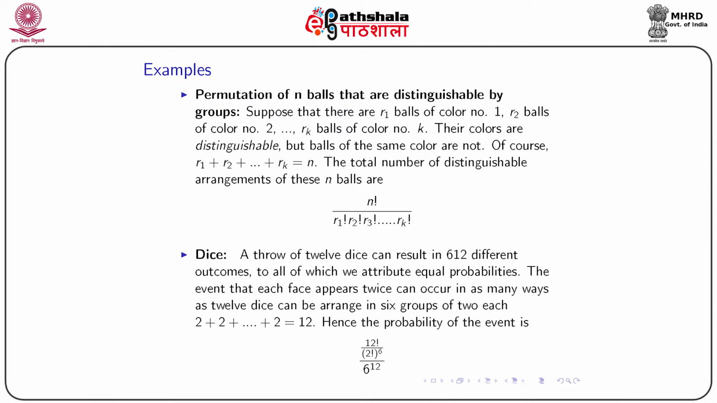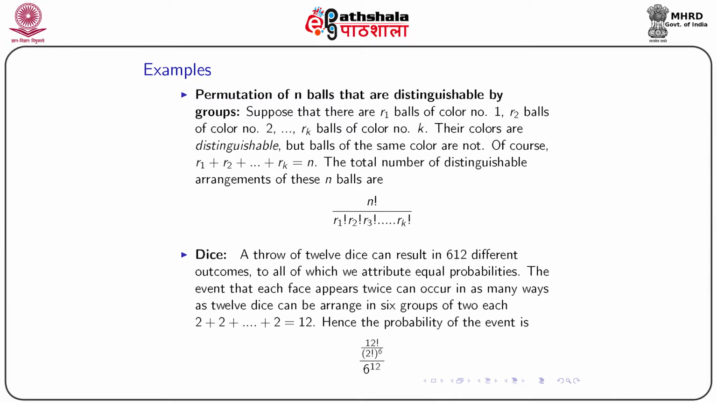Here also we have the condition that R1 plus R2 plus up to RK equals n. So in total we have n balls. The total number of distinguishable arrangements of these n balls is n factorial over R1 factorial times R2 factorial times R3 factorial up to RK factorial. So this is an example where we have applied the theorem we just mentioned and proved.